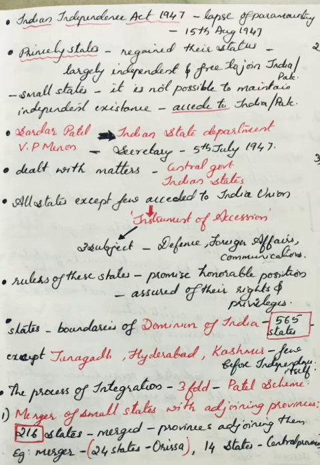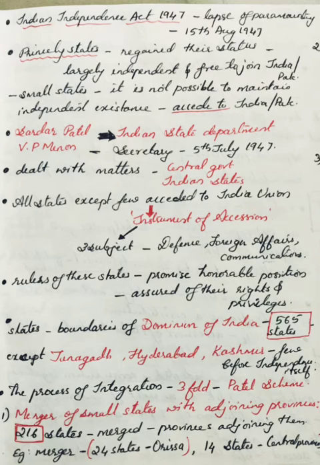All states except a few acceded to the Indian Union in accordance with an instrument of accession by which they acceded only three subjects: defense, foreign affairs and communication. The rulers of these states were promised an honorable position and were assured of their rights and privileges. By that time they were kings, so what would happen to them? They might lose their prestige by joining the Indian Union. They wanted their princely states as their own. So the rulers were promised honorable positions and assured of their rights and privileges.